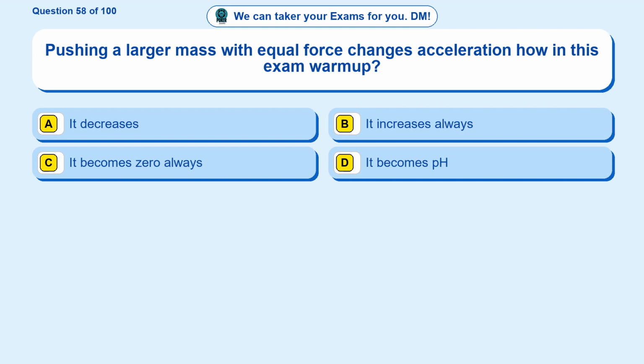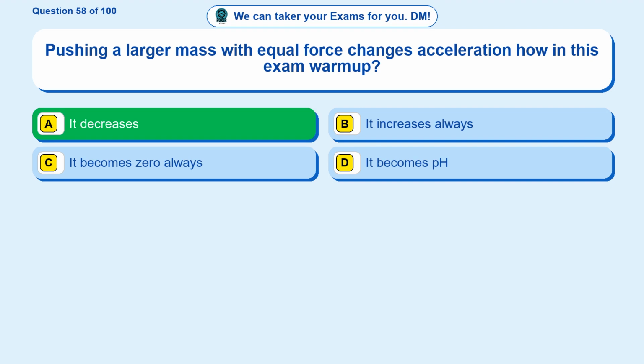Question 58. Pushing a larger mass with equal force changes acceleration how in this exam warm-up? Option A, it decreases. Option B, it increases always. Option C, it becomes zero always. Option D, it becomes pH. The correct answer is option A.